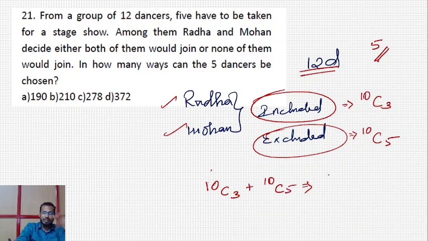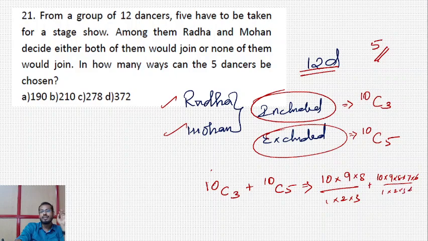So 10C3 is what? 10, 9, 8 over 1, 2, 3, plus 10C5, which means 10, 9, 8, 7, 6 over 1, 2, 3, 4 and 5. So complete this and you will get the answer. What is the right answer? Directly I will choose that: 21.